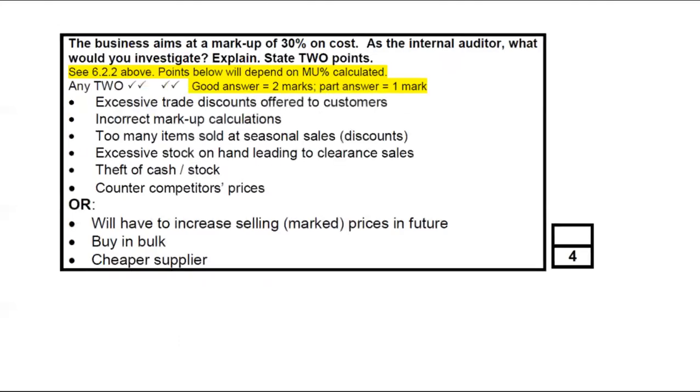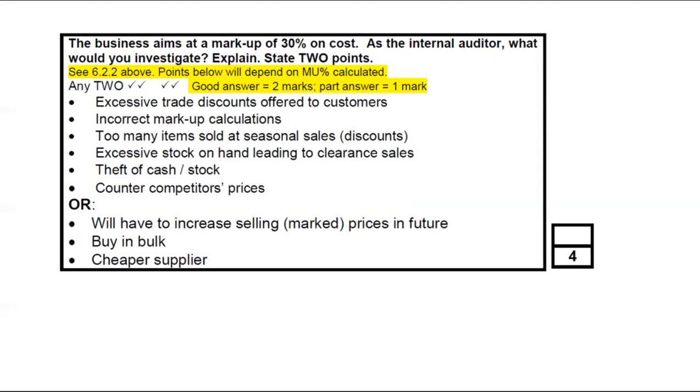Now, the business aims at a markup of 30% on cost. As the internal auditor, what would you investigate and explain? So we will investigate excessive discounts. Obviously, if we offered high amounts of discounts to customers, our markup will simply go down because discounts reduce sales. And if sales decrease, it means that your gross profit will also decrease. Incorrect markup calculations, too many items sold at seasonal sales or discounts. So discounts reduce sales, which reduces our gross profit or markup.